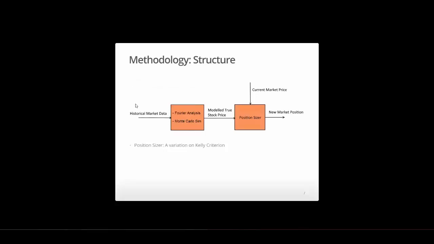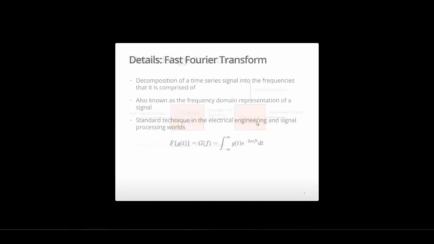We take in some historical market data. We apply two different algorithms. These don't run at the same time; there were actually two different models that we're testing out in our project. And then both of them use the same second step, which is the Kelly criterion position sizer. And then from that, we make a decision whether to make a trade or not.